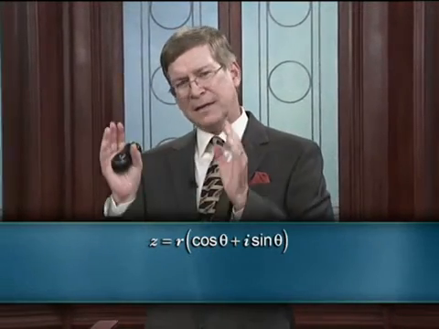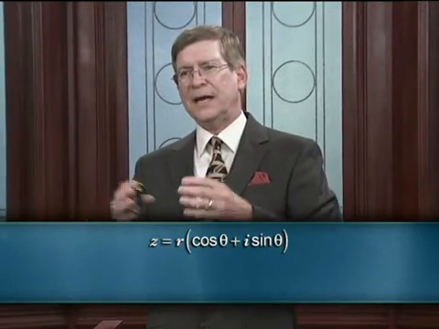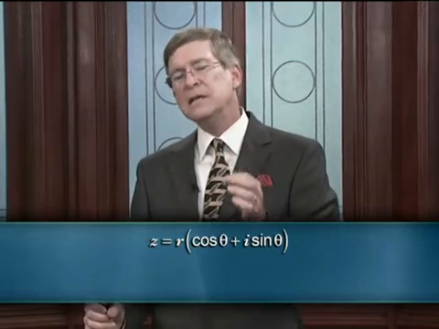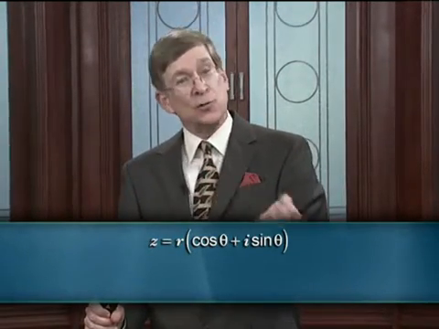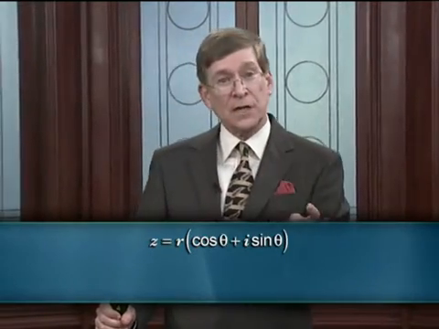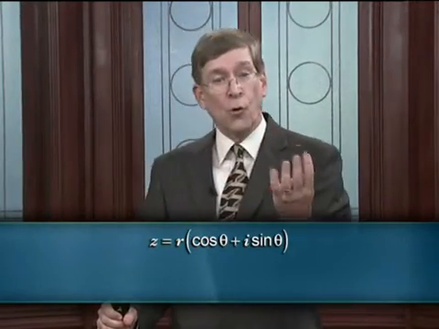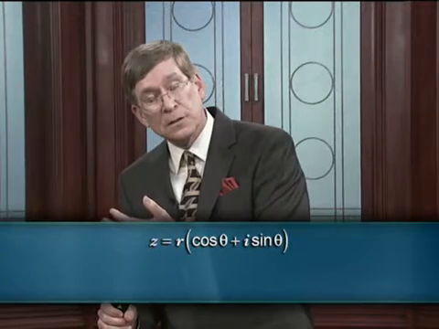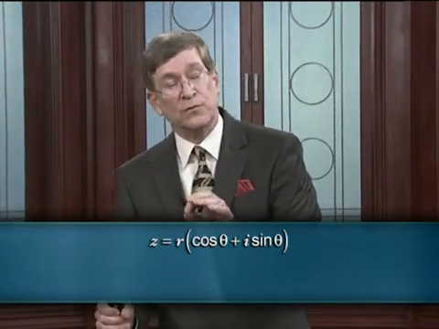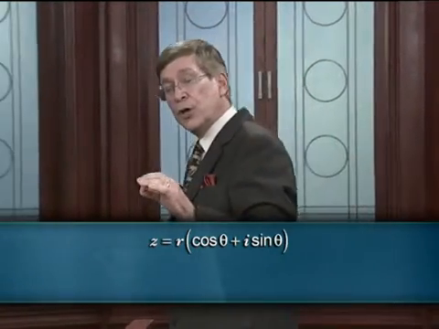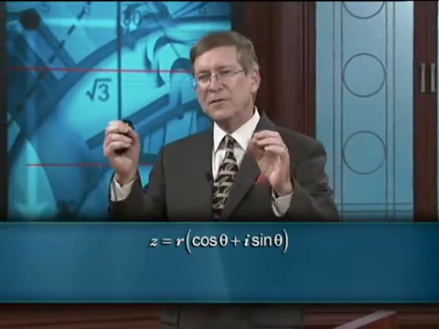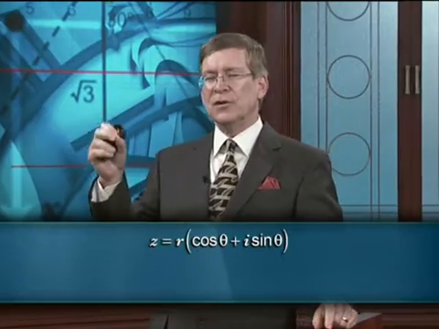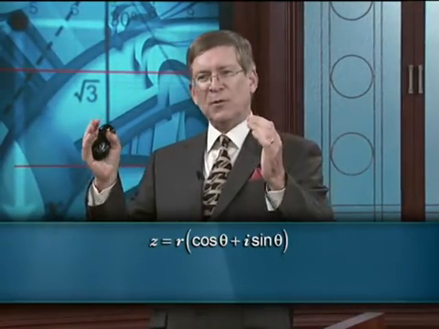The claim is that complex number z has precisely n distinct nth roots. It has 2 square roots, 3 cube roots, 4 fourth roots. This is in the complex number system, of course. And here's how you find them. Here's what the theorem says. To find those n distinct roots, they're of the following form.